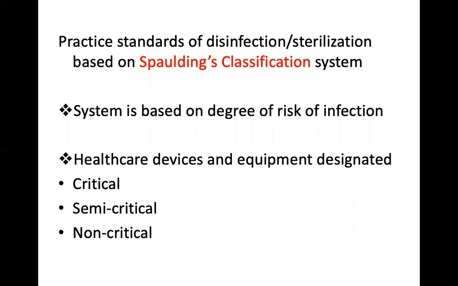Okay. Now there's something called Spalding's classification, which is very, very useful in the standards, looking at disinfection and sterilization processes. In this classification system, we basically look at the degree of risk of infection. What is the degree of risk of infection? Based on this degree of risk of these patients getting infection, we classify processes or devices or equipment as critical, semi-critical, or non-critical. Okay, so the Spalding classification system classifies healthcare devices, equipment, or medical processes as critical, semi-critical, or non-critical based on the degree of risk of infection.